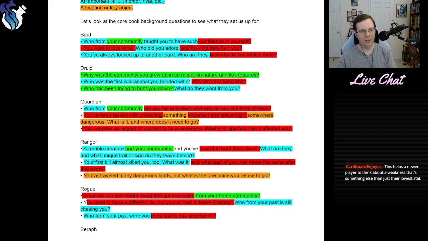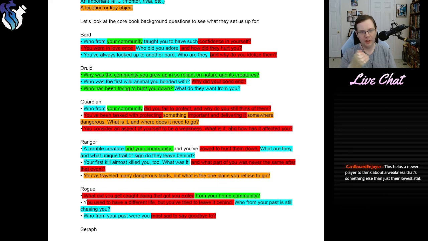So for the Ranger, we have a terrible creature. This is an NPC. Hurt your community, right? They have a relationship to a group that is relevant to your character, your community, and you vowed to hunt them down, right? You have expressed intention about your relationship and the future actions. Then it asks more about this creature. What are they, and what unique trail or sign do they leave behind, right?